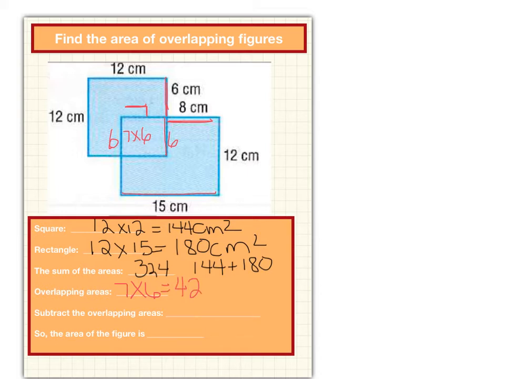We need to subtract the overlapping area because we don't want to count it twice. So we would take 324 minus 42, and that will equal 282. So the area of the figure is 282 centimeters squared.